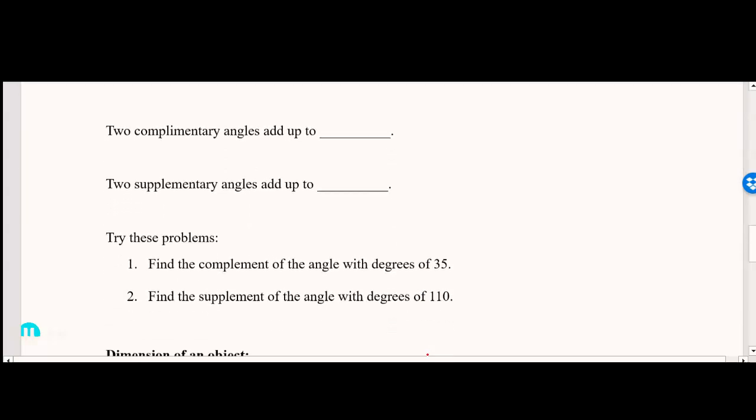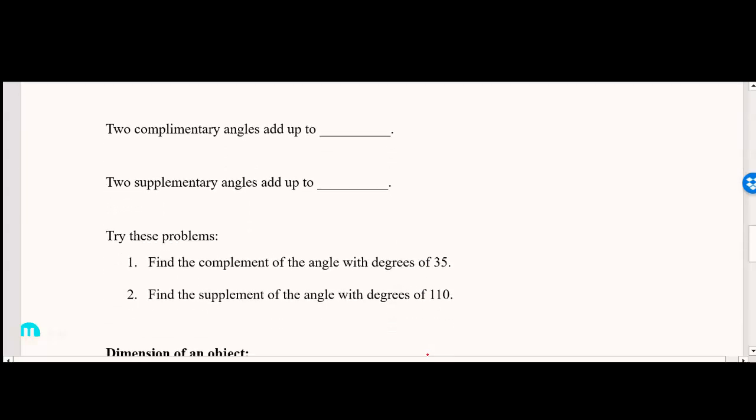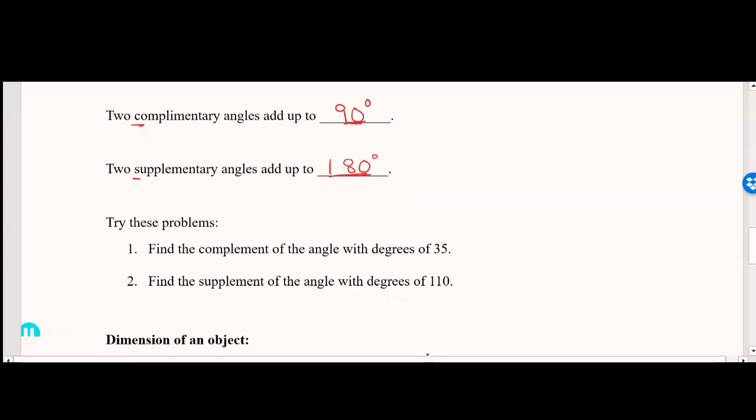Now let's talk about complementary angles and supplementary angles. A complementary angle would be two angles that add up to 90 degrees, and two supplementary angles add up to 180 degrees. Now, the way I always remembered this was C comes before S in the alphabet, and 90 comes before 180 on our number line. That's just how I remembered it. So just one thing to see if that helps.